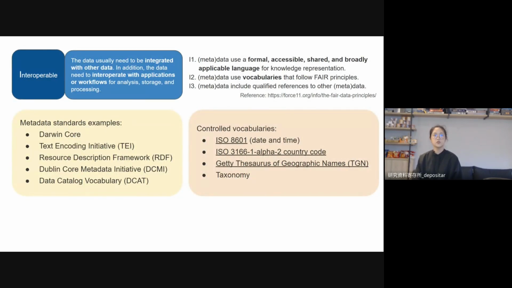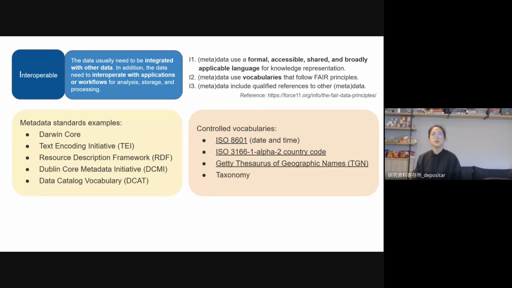The third principle is interoperable. The data usually need to be integrated with other data, possibly with applications and workflows for analysis, storage, and processing. To increase interoperability, researchers can use metadata standards or controlled vocabularies that are widely used in their domain, like Darwin Core, and RDF for more general research data. And then there's also Dublin Core, and Data Catalog Vocabulary for datasets.